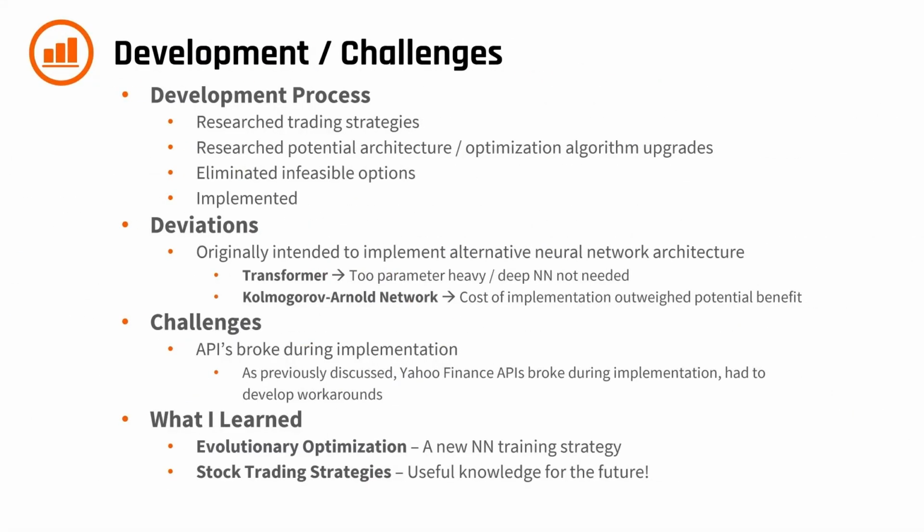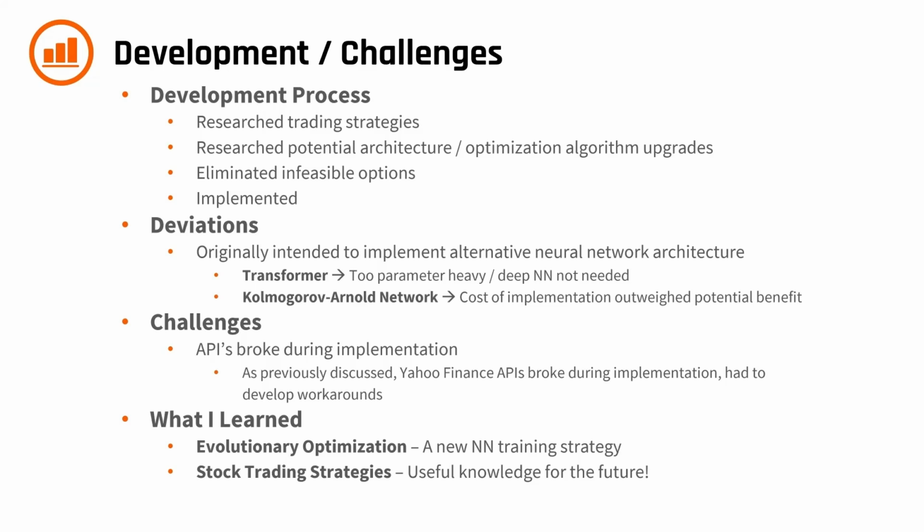In terms of my development process, I first researched trading strategies to develop a baseline understanding to inform my decisions around optimization updates. I then researched potential updates to the system architecture and optimization algorithm, including implementation of transformers, KANs, and various tweaks to the optimization objective and data preprocessing. I eliminated options that were either not helpful, infeasible, or did not pass a cost-benefit analysis, and selected the most valuable updates to complete this term.